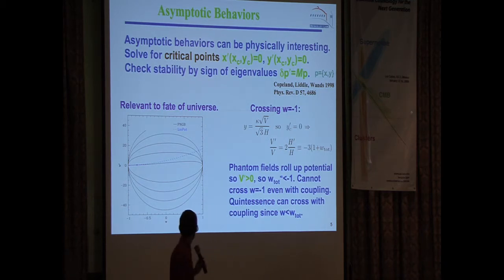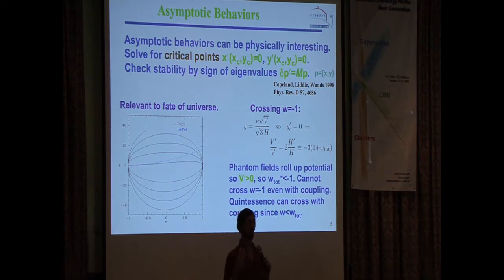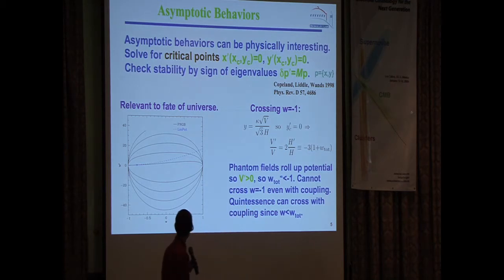So there are several applications to this. People who are very worried about the coincidence problem ask, well, asymptotically, do you go to a finite value of the matter to dark energy density ratio, for example? It's also very relevant to asking what the fate of the universe is.